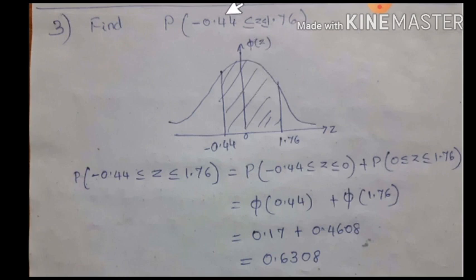So the area between minus 0.44 to 1.76. How to write it down? In the previous problem we discussed, the area between minus 0.44 to 0, by symmetry, is equal to 0 to 0.44, which can be written as phi of 0.44, yes or no? Plus the probability from 0 to 0.76, that is the area under the value of z from 0 to 0.76, that can be written as phi of 1.76.